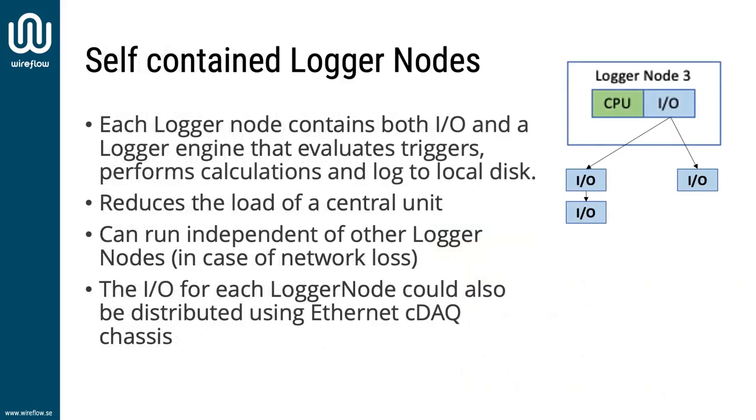As I said, the logger nodes are self-contained, so by that I mean that they contain both I/O and a logger engine that evaluates triggers, performs calculations, and logs data to disk continuously. This reduces the load of a central unit and means that we can run independent of other logger nodes in case of a network loss, power outage, or if a logger node just goes down. The I/O for each logger node can also be distributed using Ethernet cDAQ chassis.